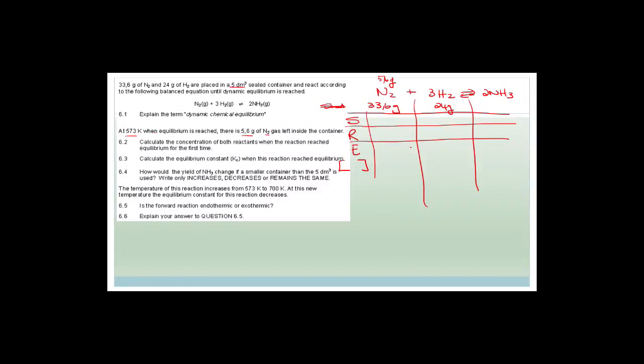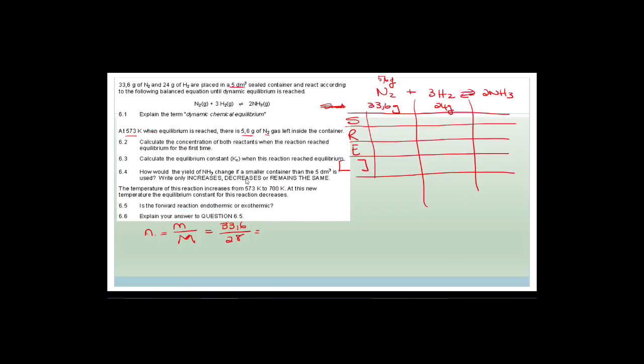Now the whole point about this, guys, is that you cannot use grams versus grams. You have to use moles. So we're going to convert this 33.6 grams and 24 grams into moles. Similarly with the 5.6 grams. So the first thing I'm going to do is take the 33.6 and change it into moles. Number of moles is equal to mass over the molar mass. The mass of nitrogen by itself is 14, but there are two of them, so it's 28 because it's a diatomic molecule. So therefore it's 33.6 divided by 28.